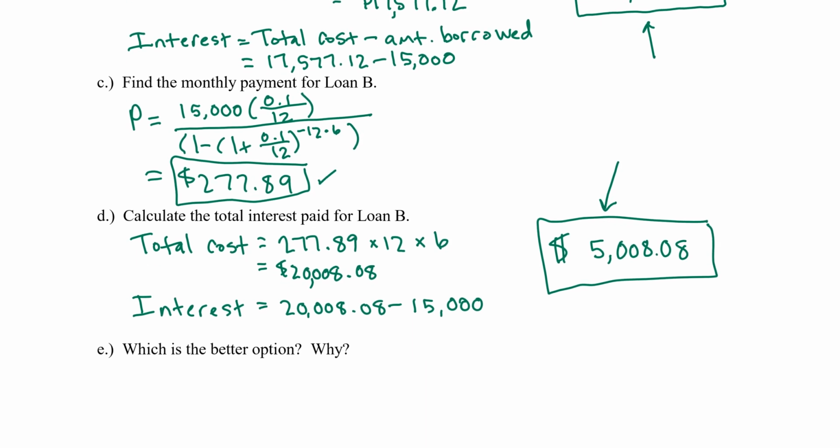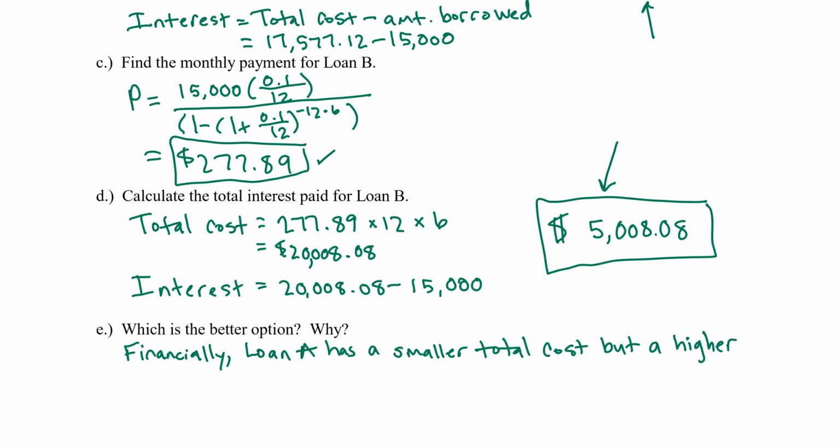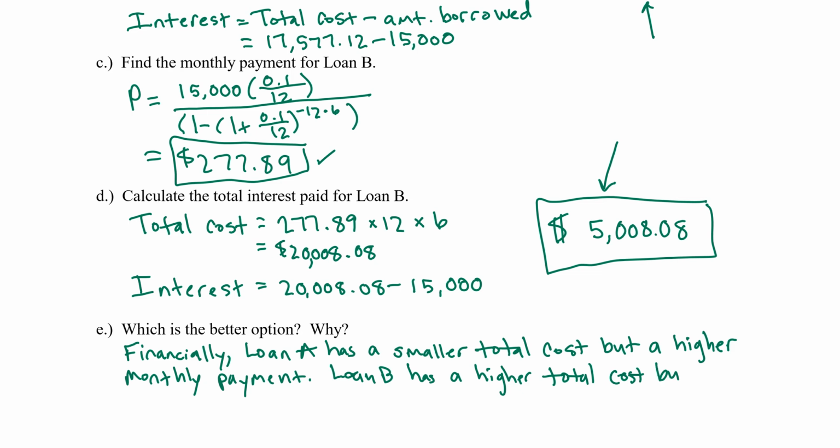So question E says, which is the better option and why? Well, there's kind of two sides to this story, right? Financially, loan A has a smaller total cost, but a higher monthly payment. Loan B has a higher total cost, but a lower monthly payment.